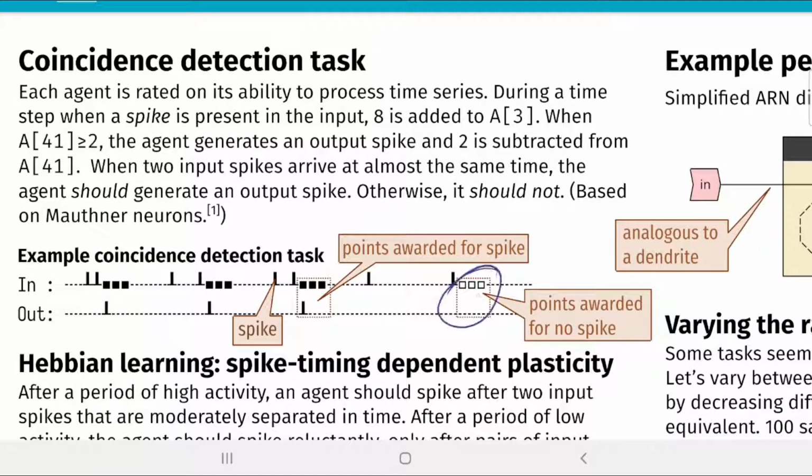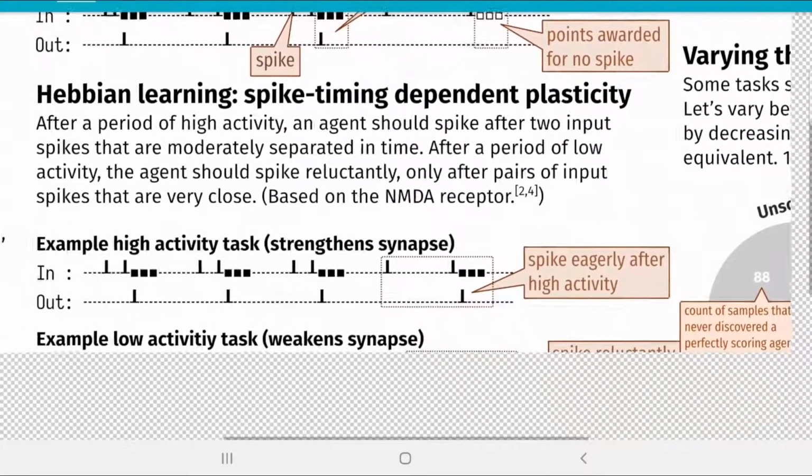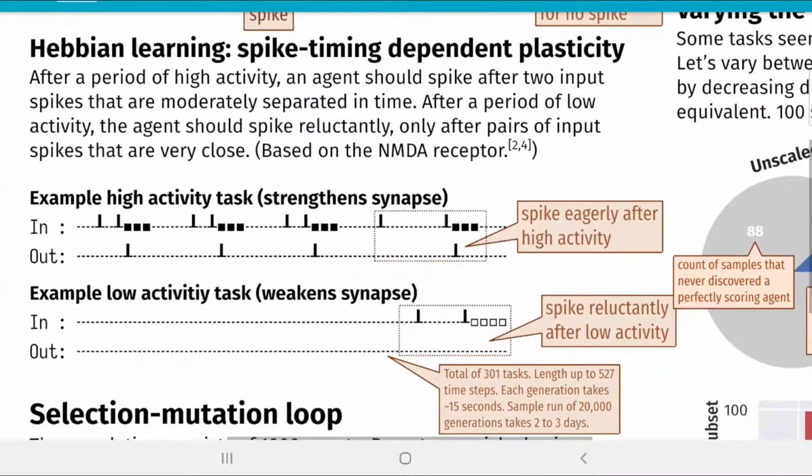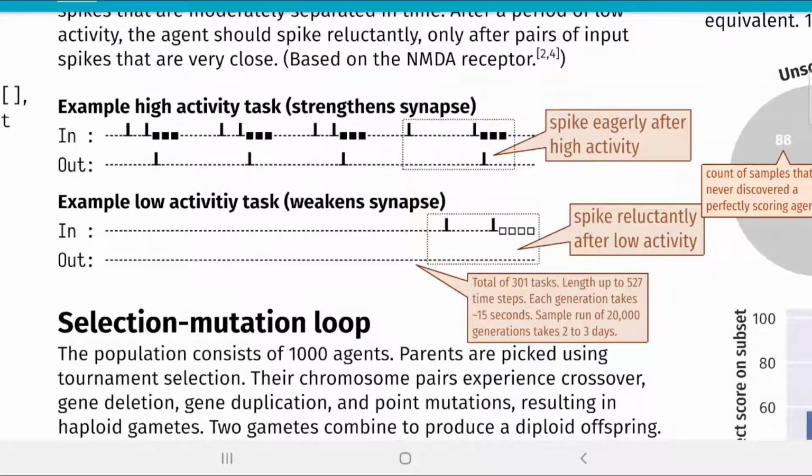A biochemical mechanism thought to be important to Hebbian learning is spike timing dependent plasticity. If a neuron spikes repeatedly, its input synapses should temporarily become stronger, causing it to spike more readily. In living neurons, the NMDA receptor implements such a mechanism. In this simulation, after a period of high activity, an agent should spike after two input spikes arrive, even if they are moderately separated in time. After a period of low activity, an agent should reset itself and again spike only after pairs of input spikes that are very close. Each agent is rated on its performance on a long list of input spike trains.